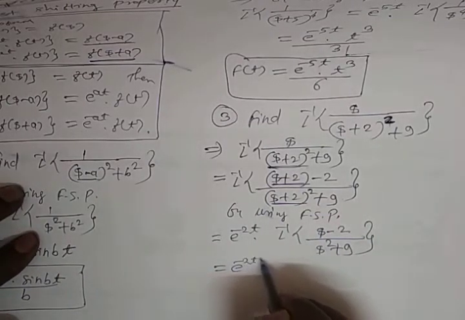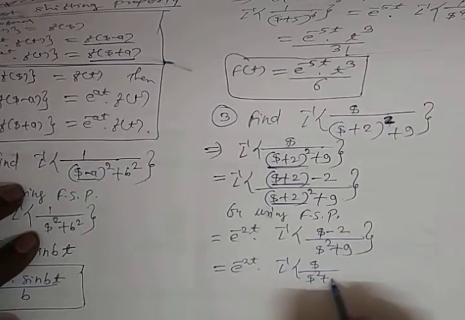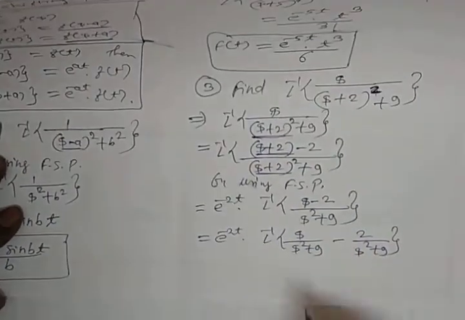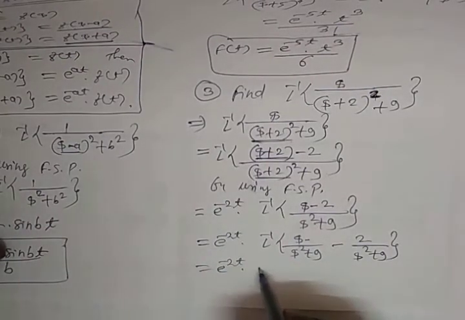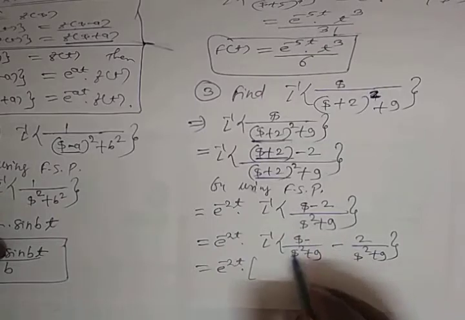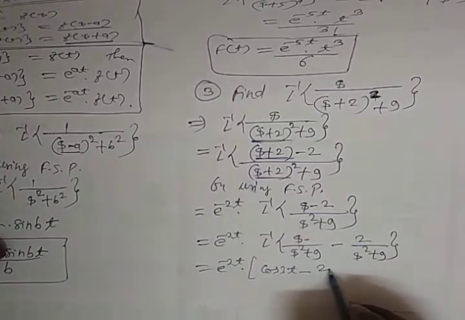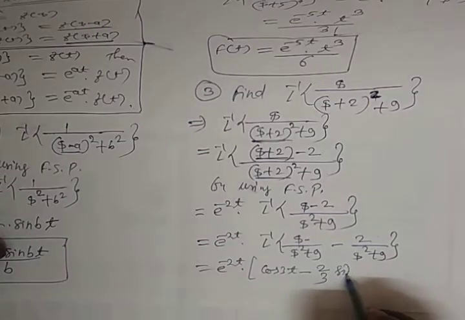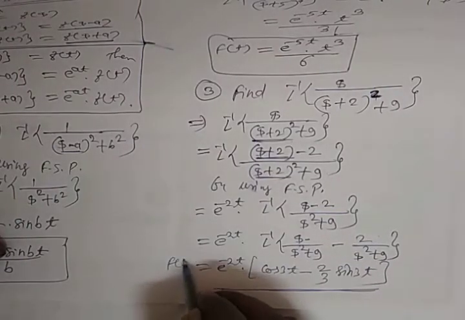So e raised to minus 2t into Laplace inverse of, separate the denominator, s upon (s² + 9) minus 2 upon (s² + 9). Okay, now if you further simplify this, what do we get? e raised to minus 2t into, what is this? This is nothing but Laplace inverse of s upon (s² + 9), that is definitely cos 3t, minus, here we can take 2 common, and 1 upon (s² + 9) will be 1 upon 3 sin 3t. Okay, this is the Laplace inverse of the given function.